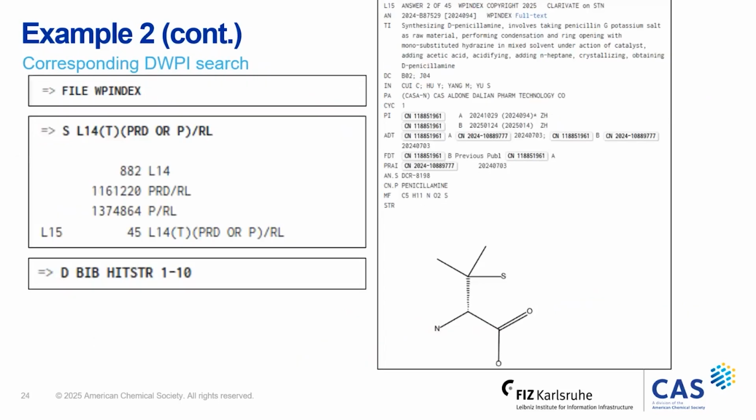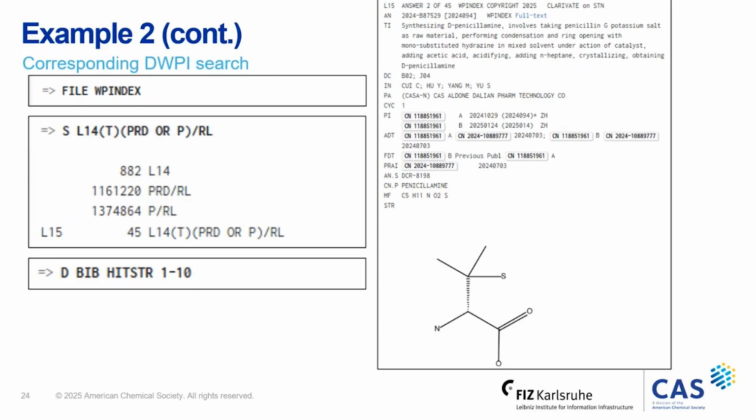I go in the WP index and I search that set, which is those 3 records. And I'm linking it to the Derwent roles of being produced or a product. That's the different role indicators that you see in this example on the left-hand side of the screen capture, linking with the T operator, my DCR search L14, and I'm linking that to the roles are produced or being a product. I get 45 records out of the database, display the bibliographic information and the hit structure.